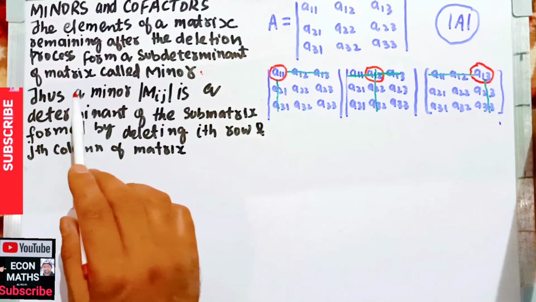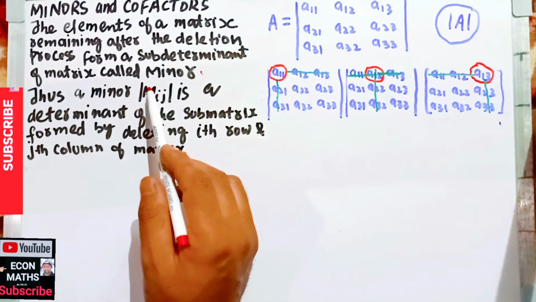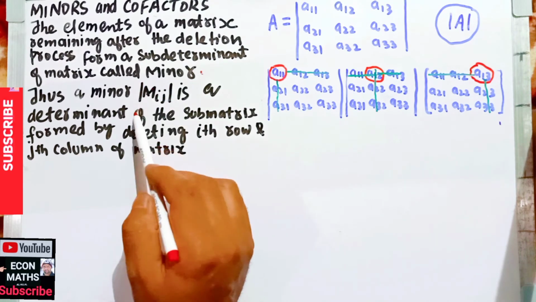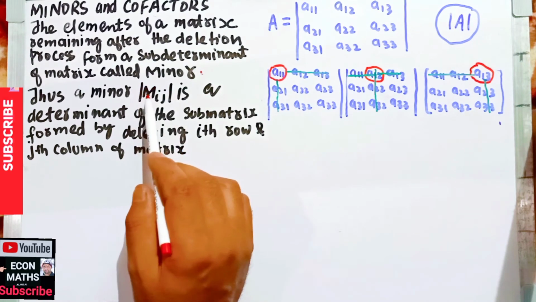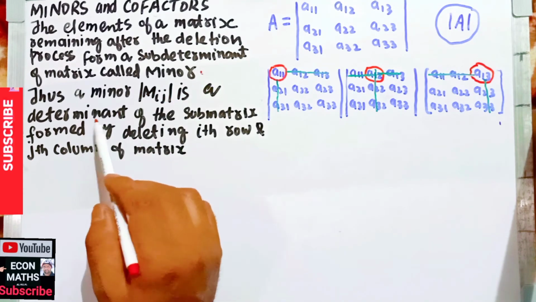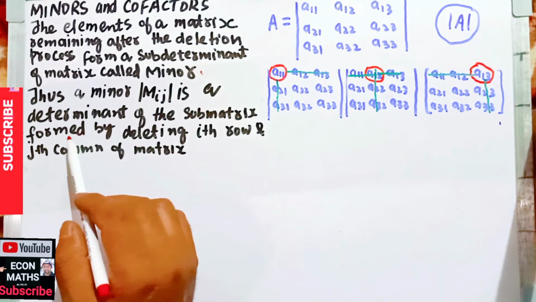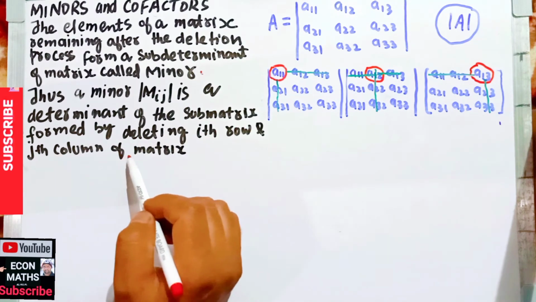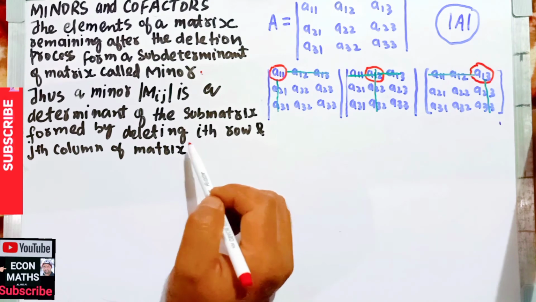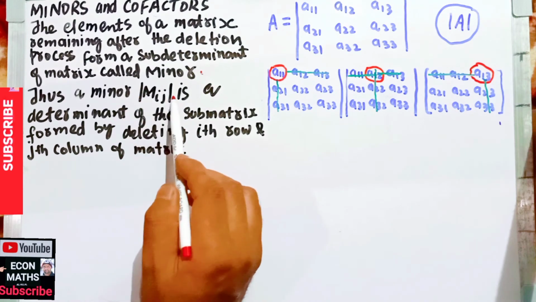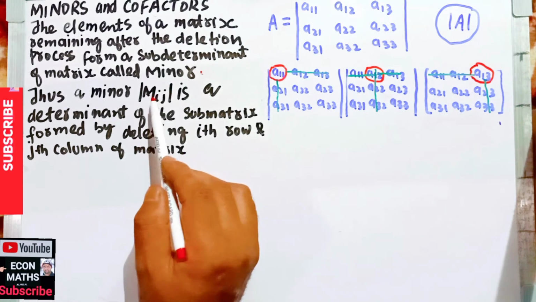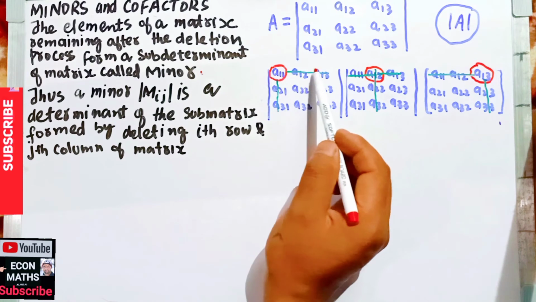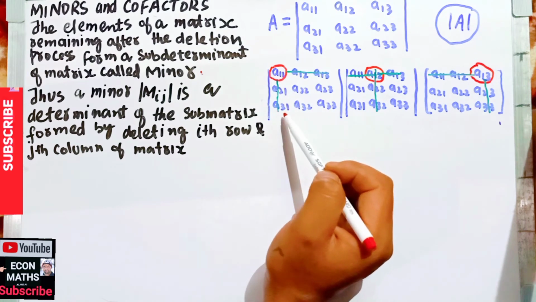That is, a minor, written as Mij between two vertical lines, is the determinant of the submatrix formed by deleting the ith row and jth column of the matrix. That is, a minor is denoted by this symbol. Here i is the row and j is the column.